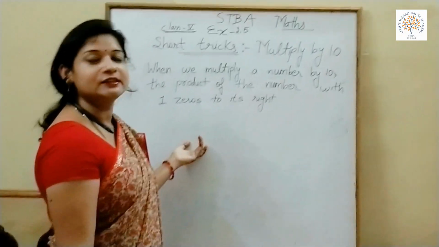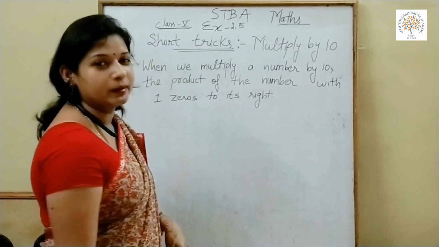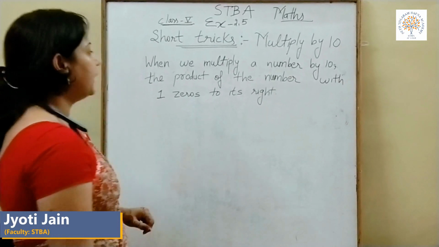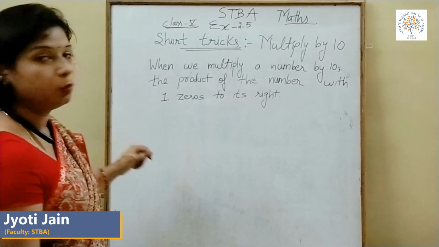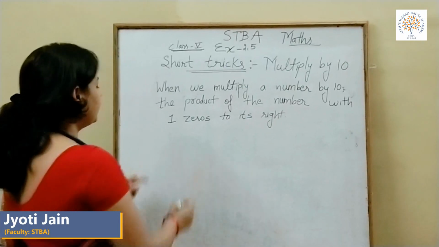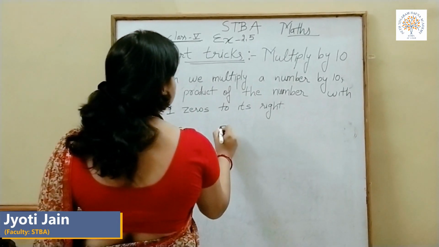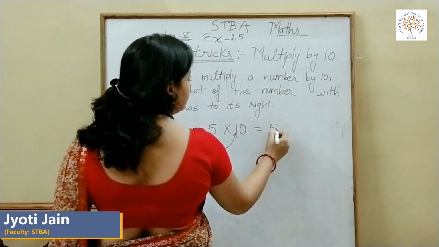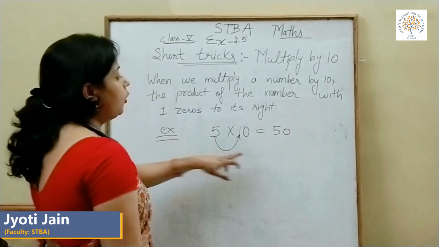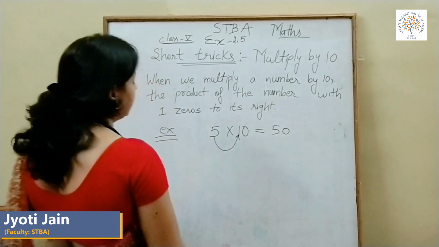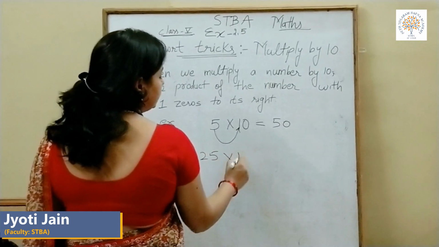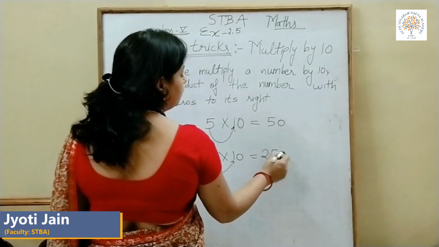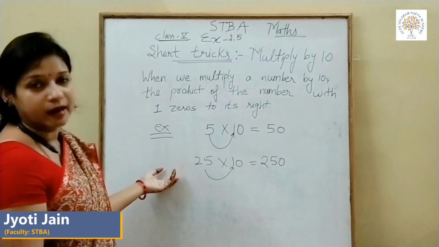Today we are going to start exercise 2.5 and the first topic is short tricks, multiply by 10. When we multiply a number by 10, the product is the number with one zero to its right. For example, suppose 5 is multiplied by 10. So 5 will be multiplied by 1, that is 5, and it will be followed by 1 zero to its right side. Another example, suppose 25 into 10. So 25 into 1, 25, and again it will be followed by 1 zero to its right.